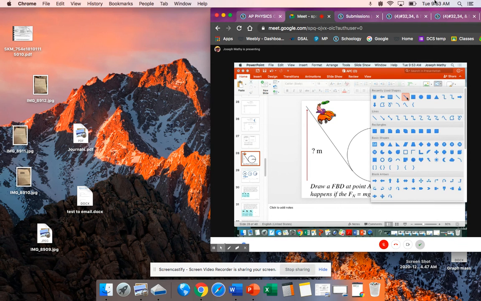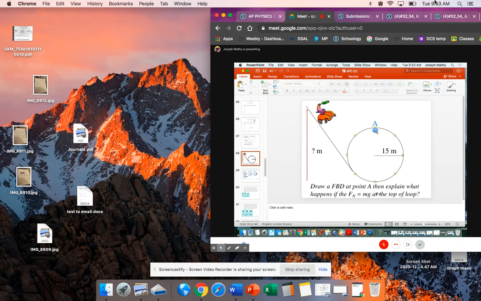Calvin, give me one force that we know for certain is acting on this person. Mass times gravity. We know that there's an mg that has to act on this person. Oh, man, I don't know why mine won't go straight, but that should be acting straight down.